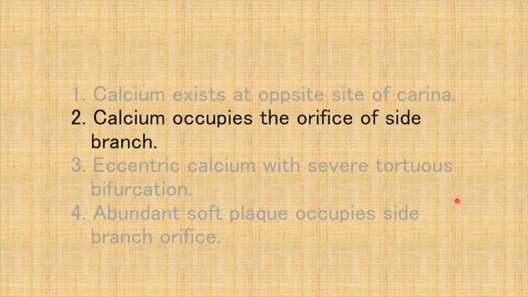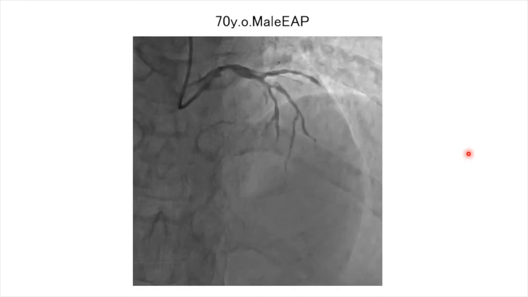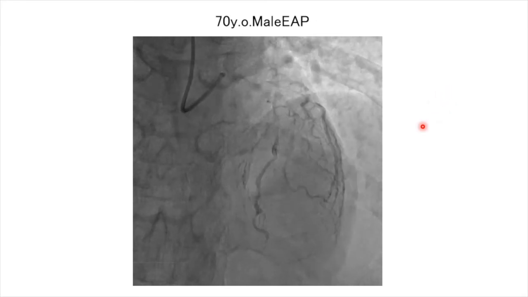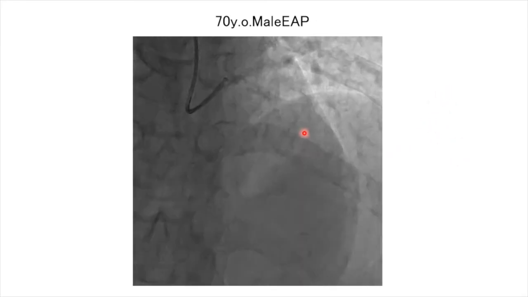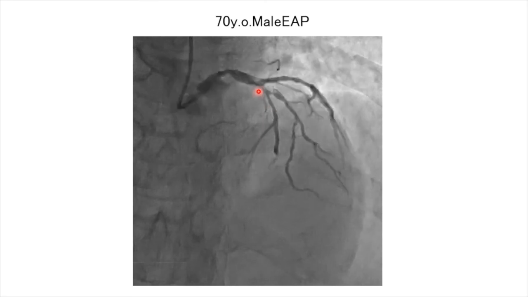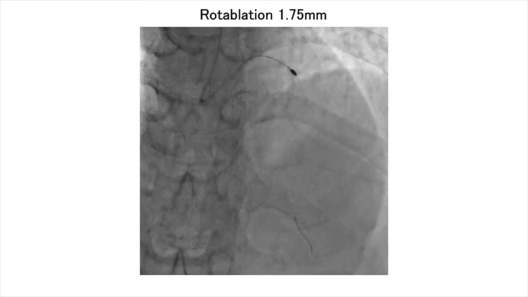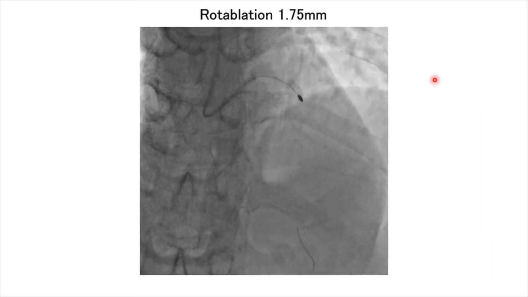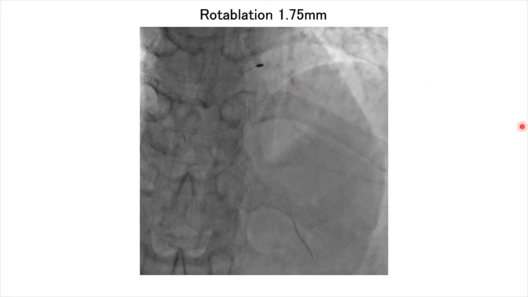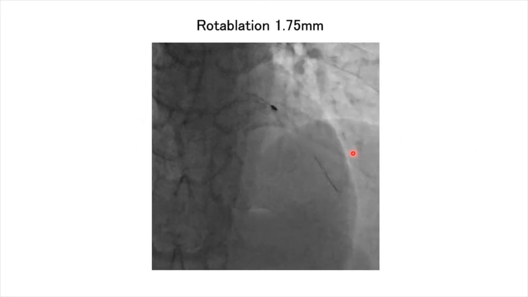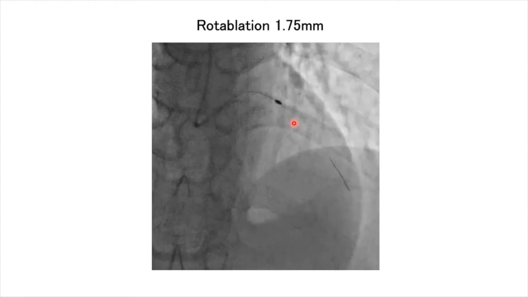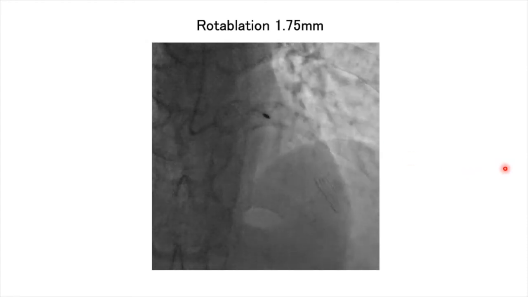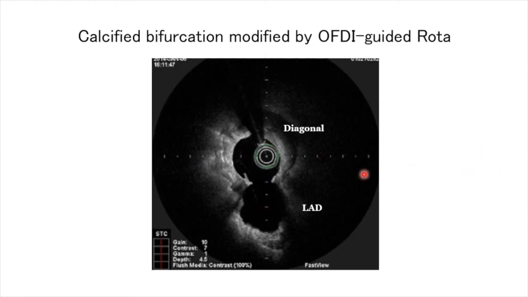The second case is calcium occupying the orifice of the side branch. This case is a 70-year-old male with effort angina. You can see calcium on both sides of the LAD and diagonal orifice. Rotational atherectomy was done at 1.75 burr in the LAD, and then also to the diagonal branch orifice.